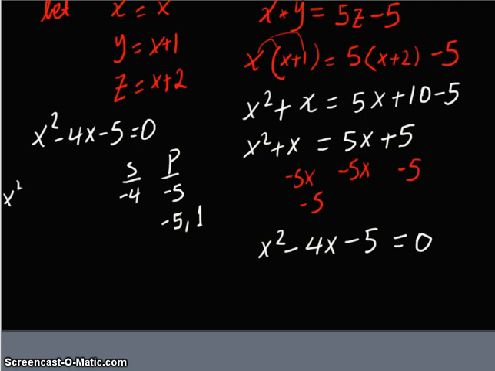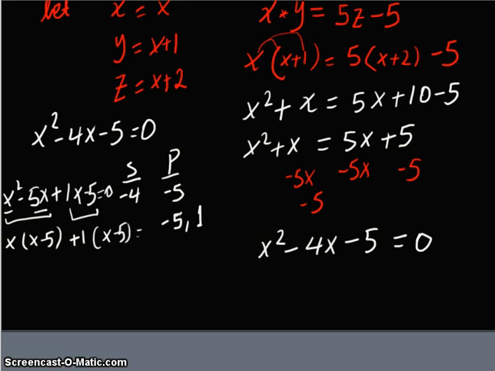So we can substitute the negative 4x as negative 5x plus 1x minus 5, which equals 0. These two terms have x in common, and these two terms have 1 in common. So when I factor out x, I get x minus 5, plus 1 times x minus 5, equals 0. And then I have x plus 1 times x minus 5. I could have just done it right here, since the leading coefficient is 1. Once we get the two numbers, negative 5 and 1, I can write x minus 5, and then x plus 1.